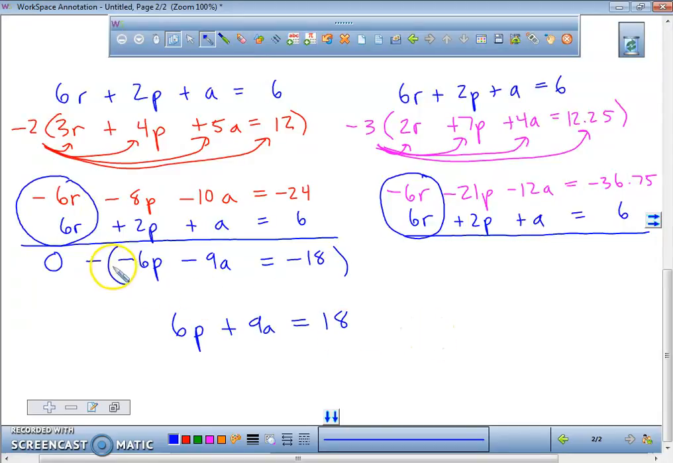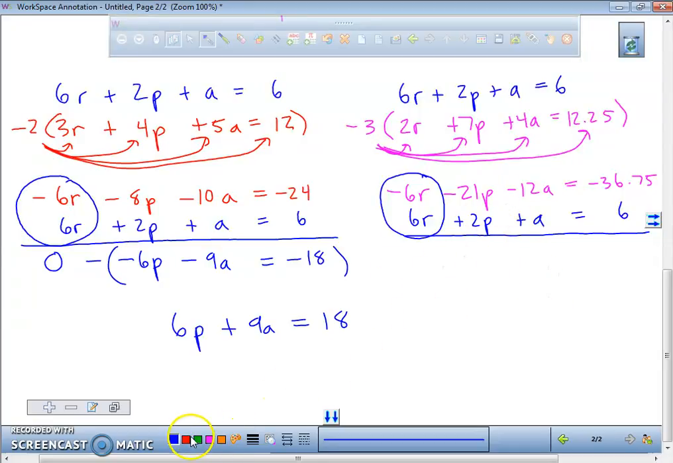So anytime you see a whole bunch of negatives in an equation, just multiply everything by a negative. That gets rid of it. Okay? All right, so go over here. I'm going to change colors here. We'll do green.